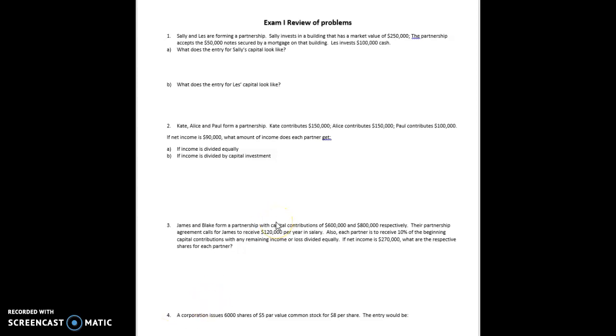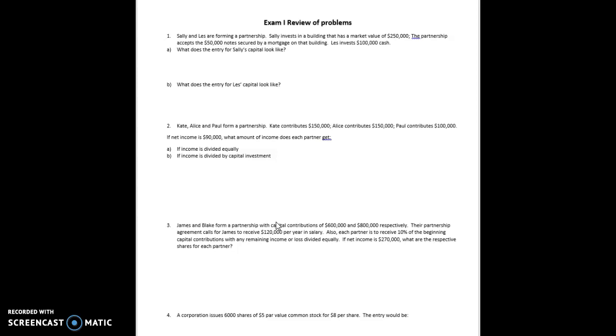It says that Sally and Les are forming a partnership. Remember, chapter 12 was partnerships. Sally invests a building that has a market value of $250,000. The partnership accepts the $50,000 note secured by a mortgage on that building. Les invests $100,000 cash. So the partnership is receiving a building from Sally with a market value of $250,000, along with a loan on the building, or a mortgage, of $50,000. And then Les is bringing in $100,000 cash.